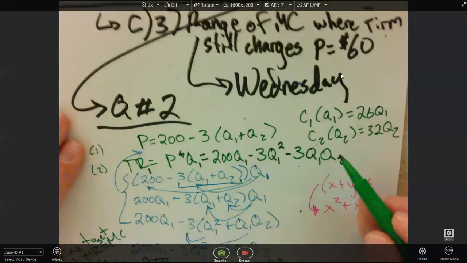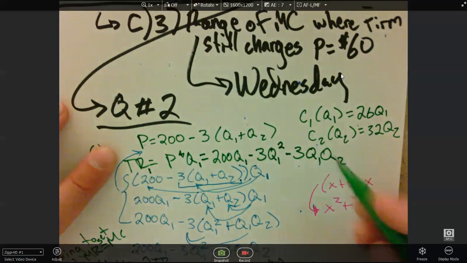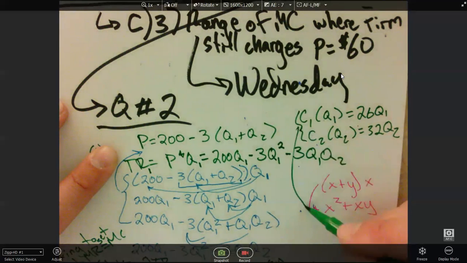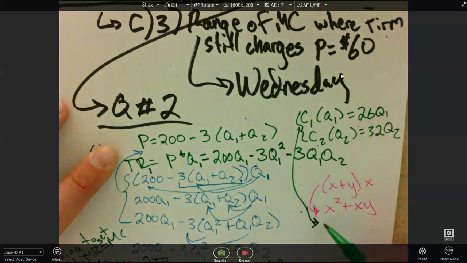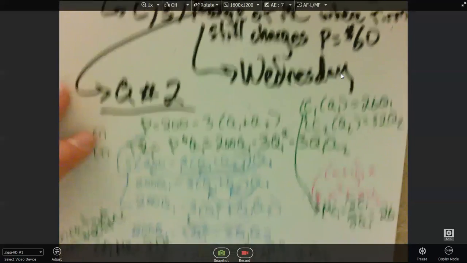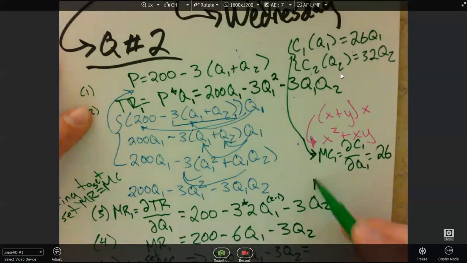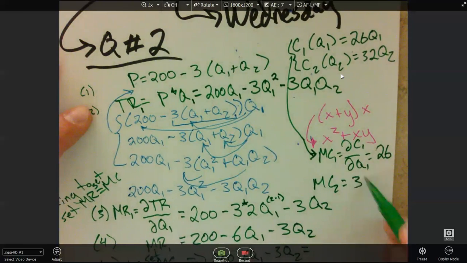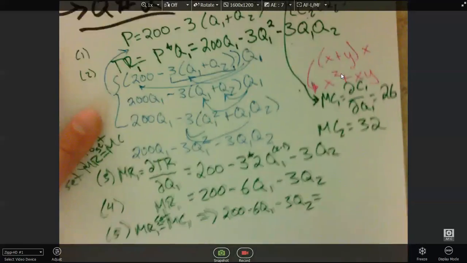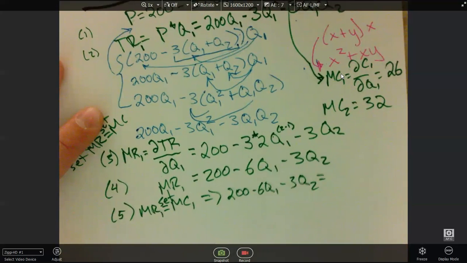So let's go up here. Our cost functions are up here. So since they're constant marginal cost, and it'll usually tell you that in the prompt, it's fairly easy. The marginal cost of 1 is equal to the partial derivative of that with respect to Q1. So this Q1 drops out. We just end up with 26, right? And again, that's part of the definition of constant marginal cost, right? So for similar reasons, marginal cost 2 is equal to 32. So irrespective of where we are in the production process, those are our marginal costs.